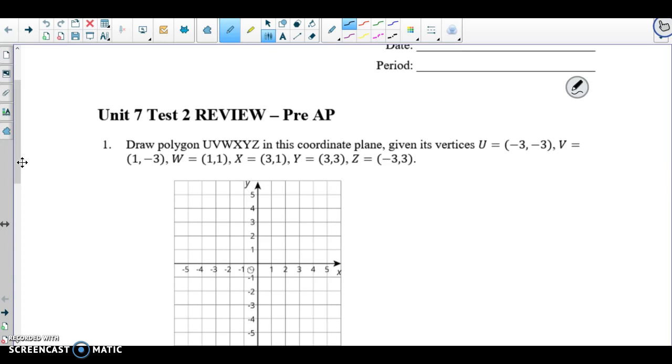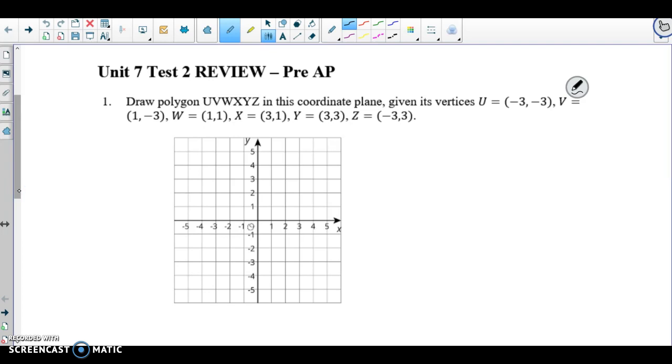So what we have to remember is an ordered pair is the values of X, Y. Remember our X is this axis right here, so we go left or right first and then up or down because our Y axis is there. So for the first one, for U, I'm going -3, -3. So I'm going to go to the left 1, 2, 3, and down 1, 2, 3. And I can put my point there. That would be U.